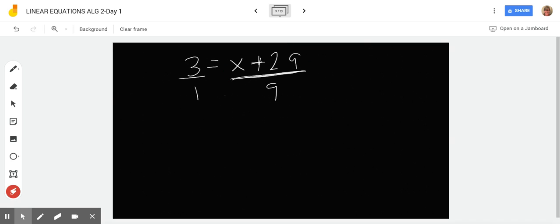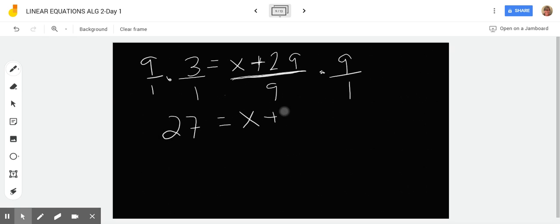So how do we get rid of the 9? Whenever you're trying to get rid of a fraction, you can say to yourself, multiply by the reciprocal. So we're going to multiply by 9 over 1, if you will, and by 9 over 1. Do you need to put the 1? No. I'm showing you exactly how it would be done, but no. So 9 times 3 is 27 equals, and then you're going to get x plus 29. You have now gotten rid of that denominator.